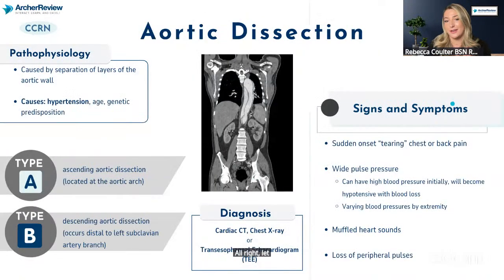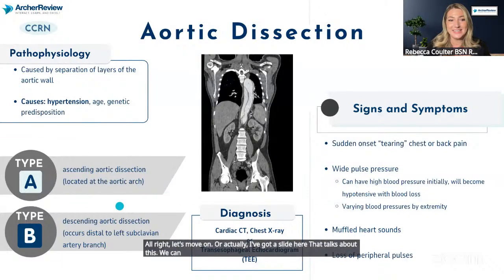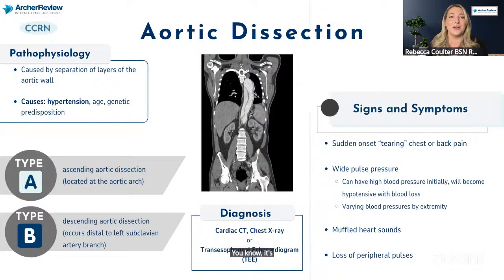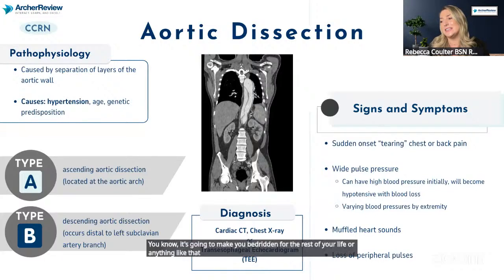Or actually, I've got a slide here that talks about this. We can see that type B is when we have that descending aortic dissection. Abe Lincoln did have Marfan's, great point. That's how I remember it too, if you remember how tall Abe Lincoln was. And he clearly had a great quality of life. It's not something that is going to make you bedridden for the rest of your life or anything like that. But your heart and vascular system just does typically see some complications.